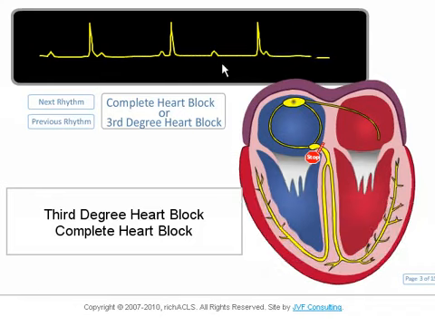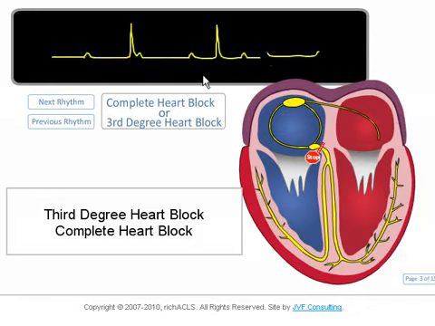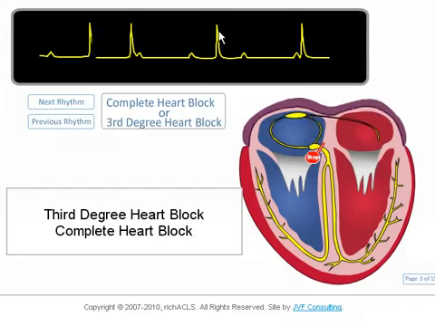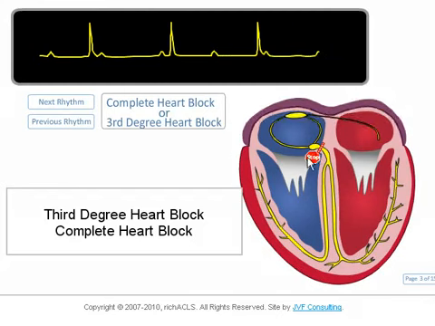The atrial rate here is about 60, and the ventricular rate is about 30. The AV node is damaged and cannot conduct impulses from the atrium to the ventricles.